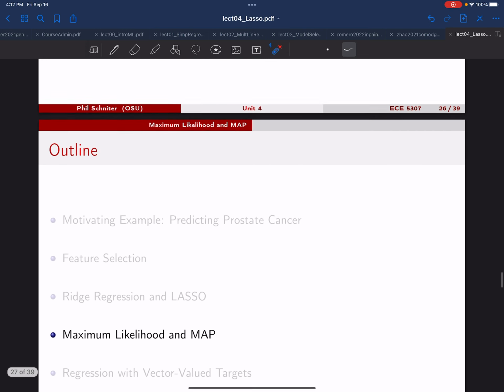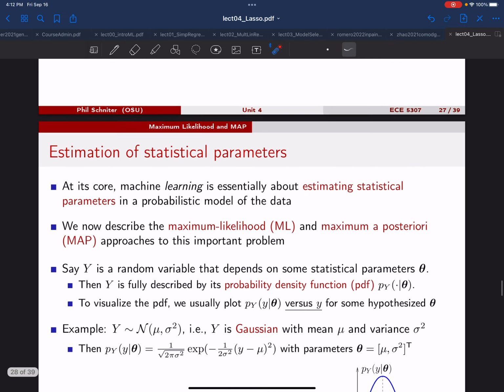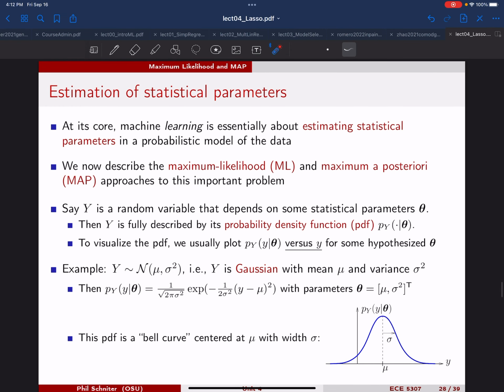Okay, so today we're going to talk about a super important concept called maximum likelihood, which is pretty much going to be the way that we approach machine learning from now on in the course. This is very important, and it involves putting together a number of the tools that we've learned until now. Essentially, it frames the entire machine learning design problem as estimating statistical parameters in a probabilistic model of the data. Okay, so what do we mean by that?